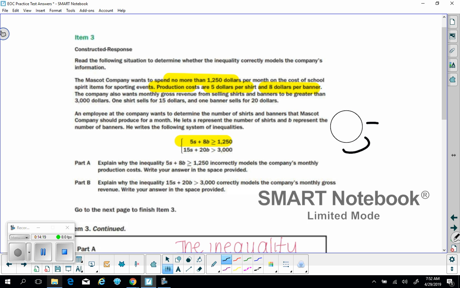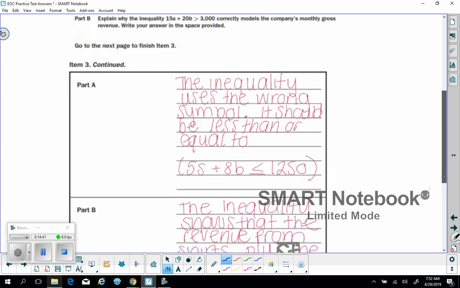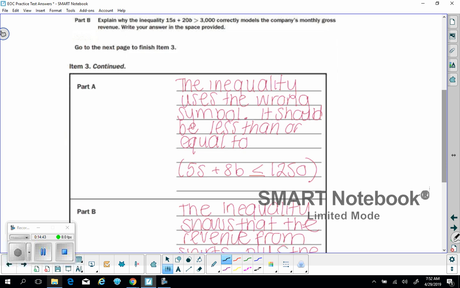So going back to that, we said we want to spend less than $1,250. But this symbol says that my costs are bigger than that number. But we just said that was wrong, right? And they told us it was wrong, and they said write the answer why. So the way we wrote it, the inequality uses the wrong symbol. It should be less than or equal to.